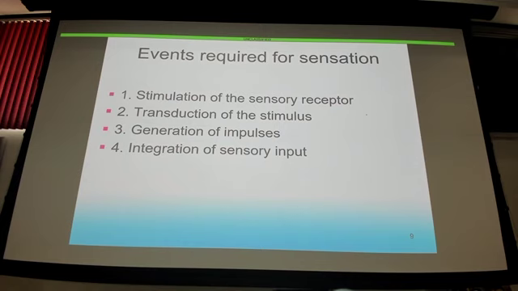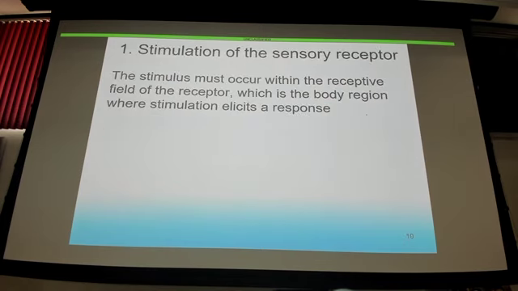Like you can waste a slide easily in A&P I. You can say, okay, well, let's break these down. The stimulus must occur within the receptive field of the receptor. Why do we have to say something like that, though? Meaning, if there's no receptor in the area that stimulus occurs, you won't have the sensation.